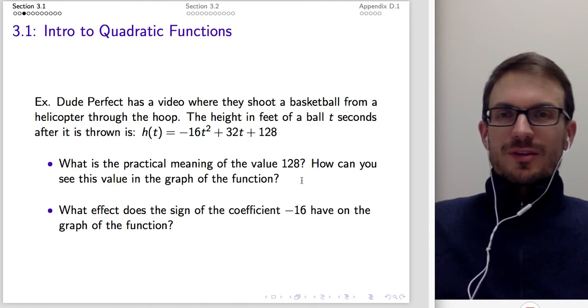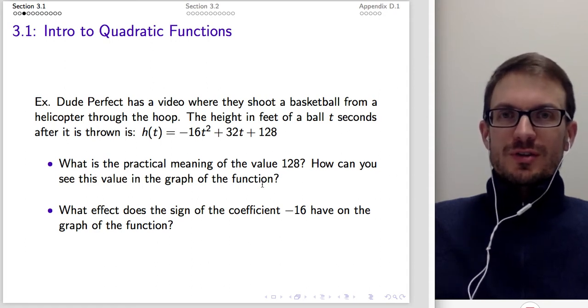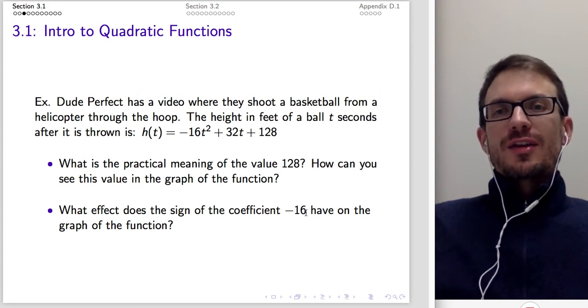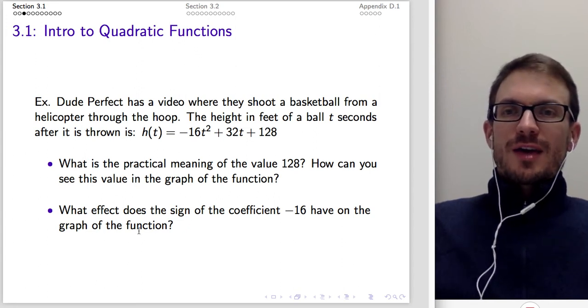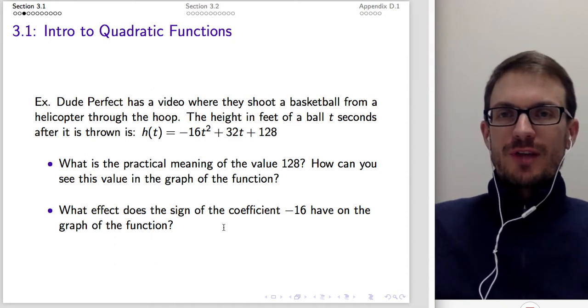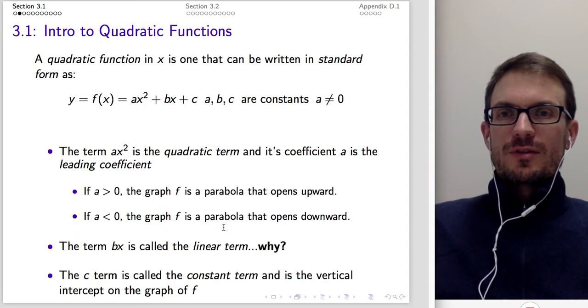So what's the practical meaning of our value 128? How can you see this value in the graph of the function? Think about what the graph of the function has to look like. And then what effect does the sign on the coefficient minus 16 have on the graph of the function? So stop the video, think about this, kind of reflect, especially based on what I said on the previous slide, right? Think about this stuff.